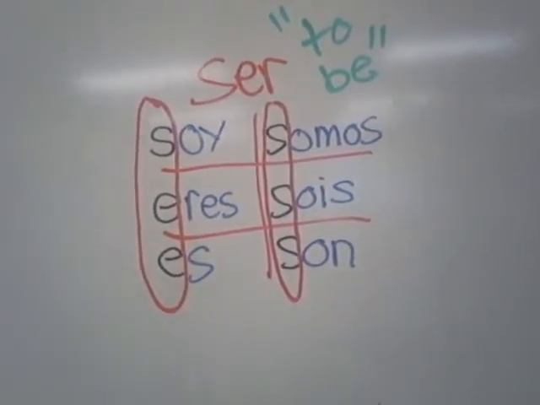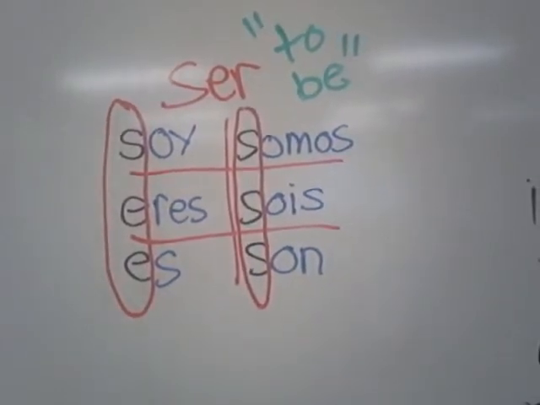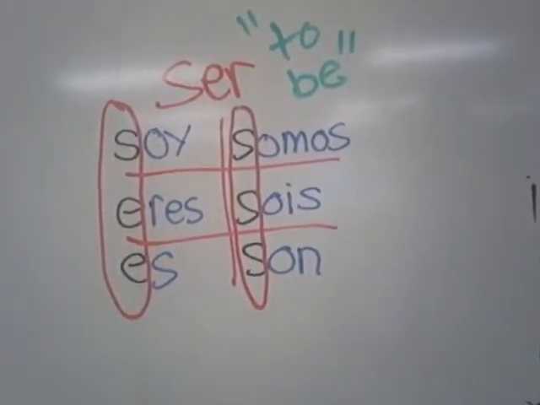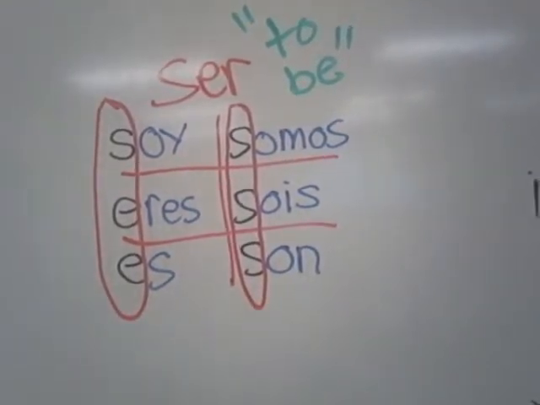I always tell people you could remember it. If you look at the left side of the chart, it has the word see in English. And the rest of them start all with S's. This can help you to remember these very irregular forms.